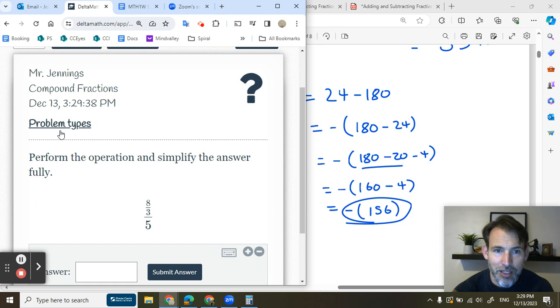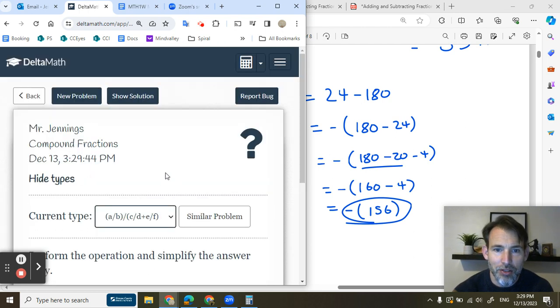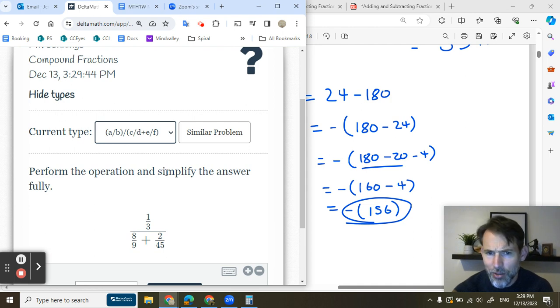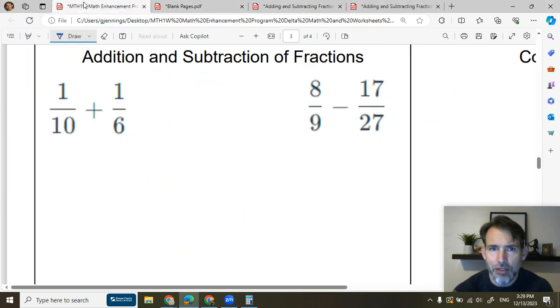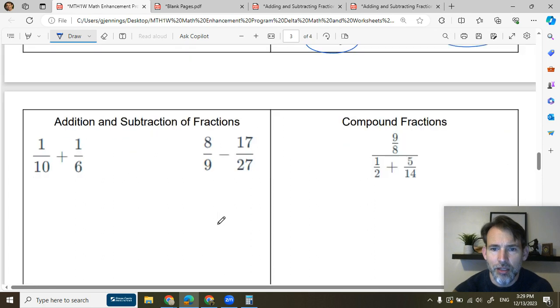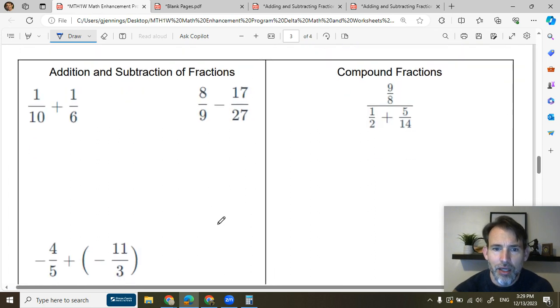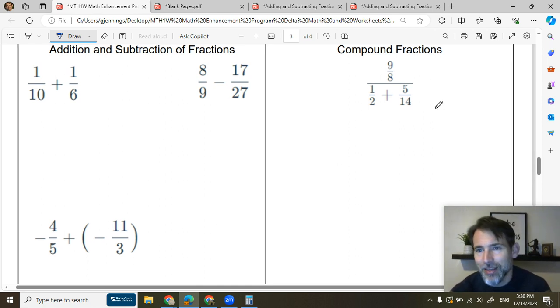This one is too easy. We're going to go with this problem type to start. I think I copied some out for us, but yeah, let's do the ones on the sheet, and then I'll show you the ones that are in there. Okay. Oh, come on. Unzoom. There we go. I had some addition and subtraction of fractions questions I could have done there too. Whatever. Okay. So over here, compound fractions.